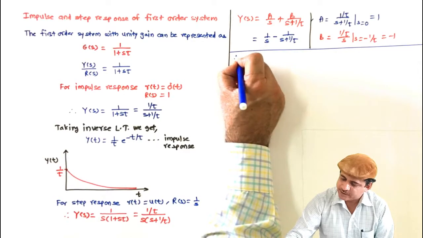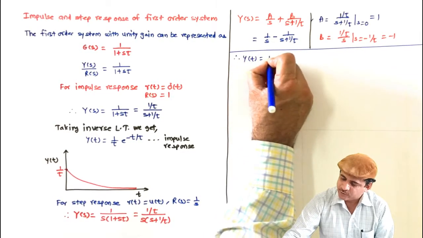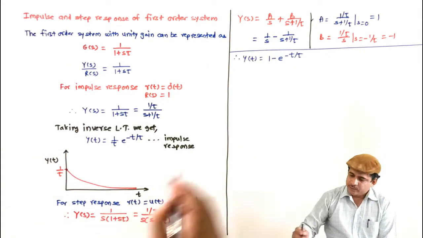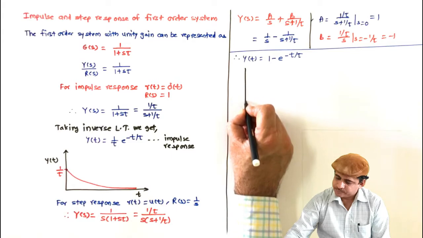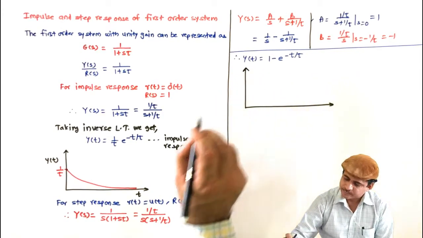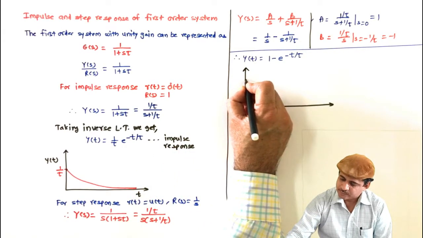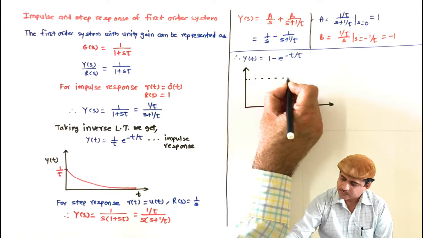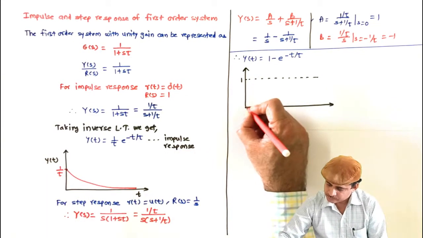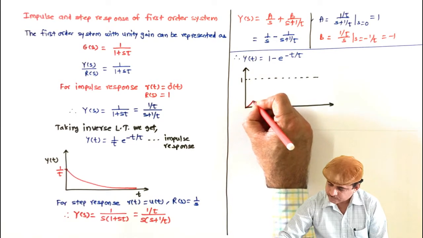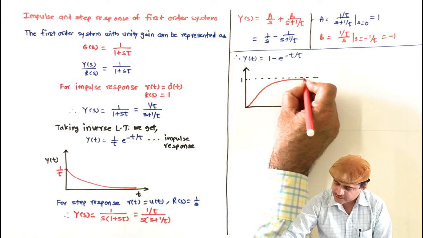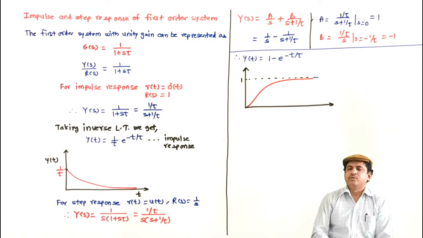Now taking inverse Laplace transform, we get y of t is equal to 1 minus e raised to minus t by tau. And now if I want to sketch this, it will move like this exponentially, and it will touch this line of 1 at time t equal to infinity.